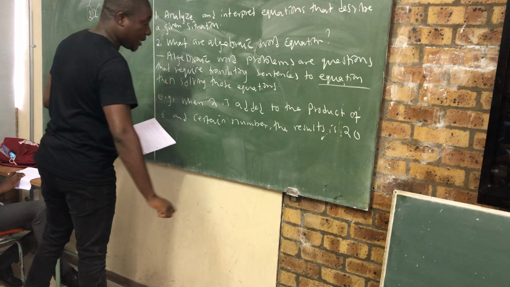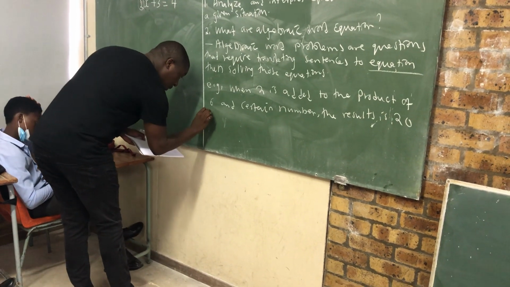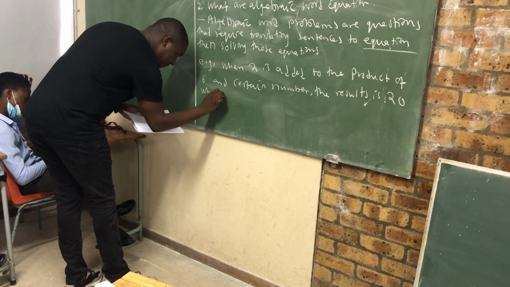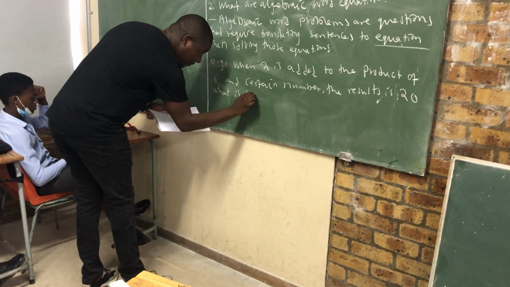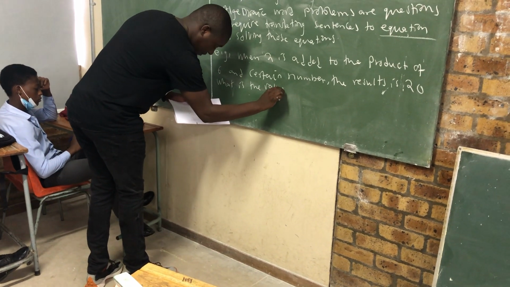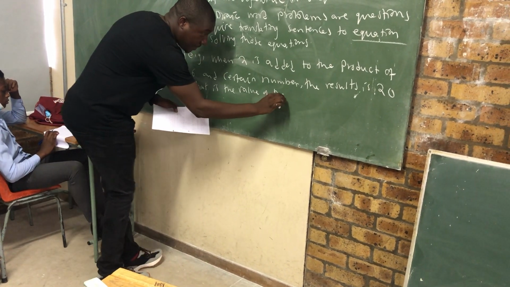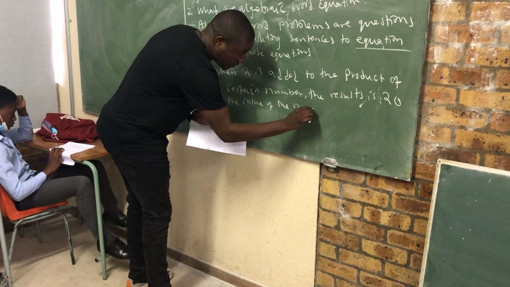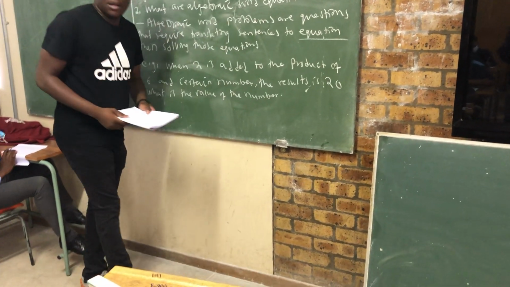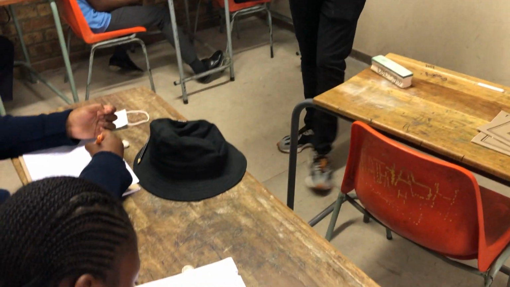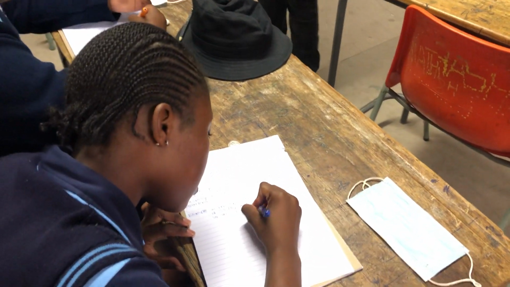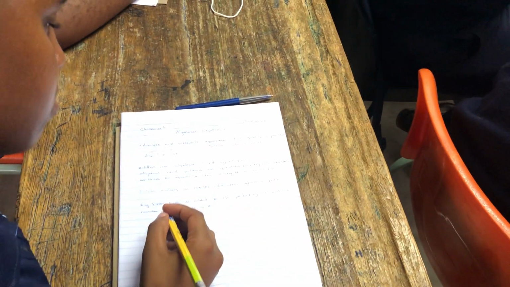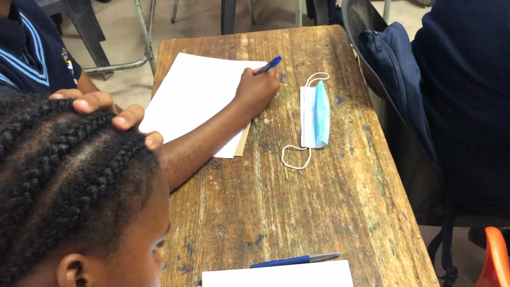Then the question says, this is the sentence, which is the word problem, and now you must set up this sentence into an equation, and after that you solve for the value of the number. What is the value of the number? Because the question says, when 2 is added, we know what addition means. Addition means plus, okay? Yes. It's added to the product. What does the product mean mathematically?